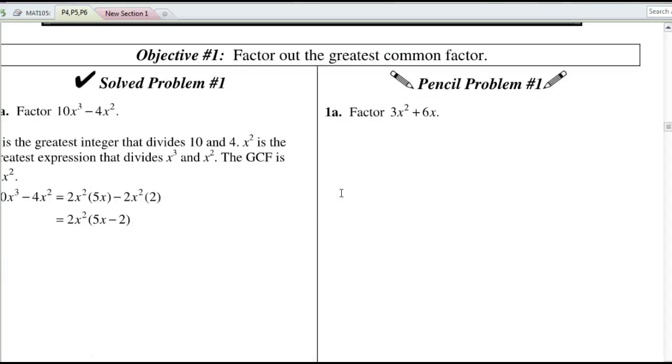So we're going to start out with some easy ones, and they'll get a little bit harder, but I'm going to have to pause for a second, and I'll be right back.